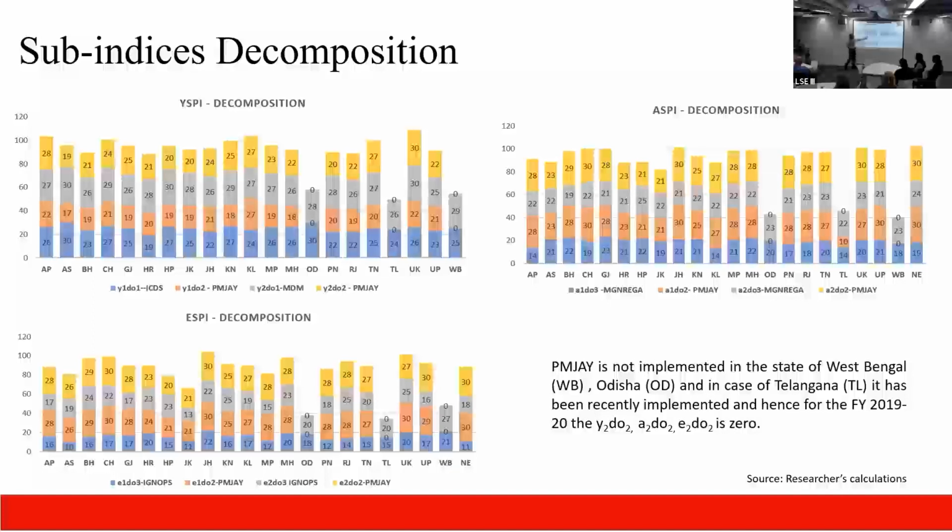Here also you can see that Odisha and West Bengal are the states where there is zero contribution by this PM insurance scheme, and hence their aggregate score is low. So this is another indicator. This decomposition of the sub-index helps us in understanding at scheme level also where the state stands.